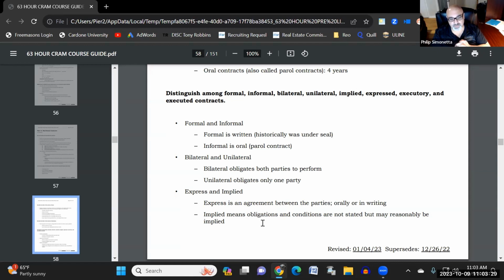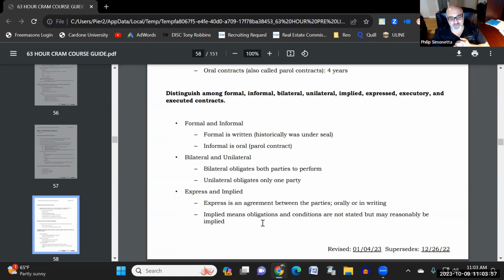Bilateral and unilateral. Bilateral obligates both parties to perform. Unilateral obligates only one party. So a sales contract, a buyer and a seller have to perform. That would be bilateral. An option contract only requires the seller to perform. The buyer has an option, right? So that's a unilateral contract. The seller's obligated, the buyer's not. That's the example of those.